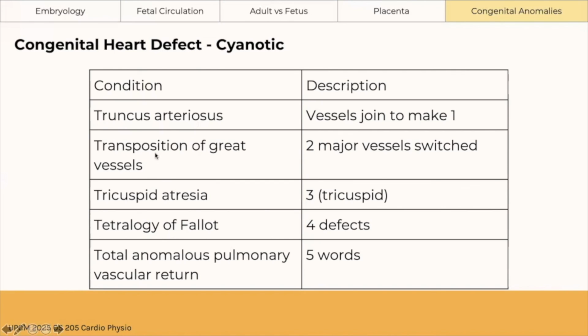And then your transposition of great vessels, where two major vessels are switched. Your tricuspid atresia, 3 for tricuspid, wherein the tricuspid valve is missing or abnormally developed. Next is your tetralogy of Fallot. We will discuss this in the next slide. And your total anomalous pulmonary vascular return. And it's 5 because it consists of 5 words.